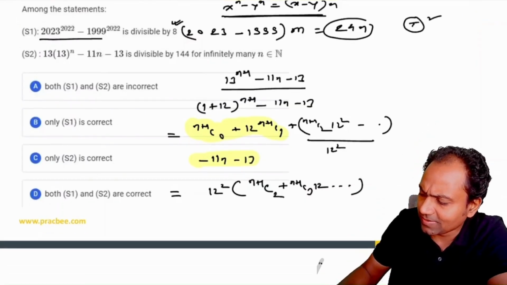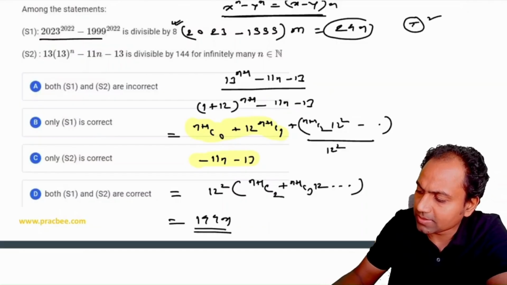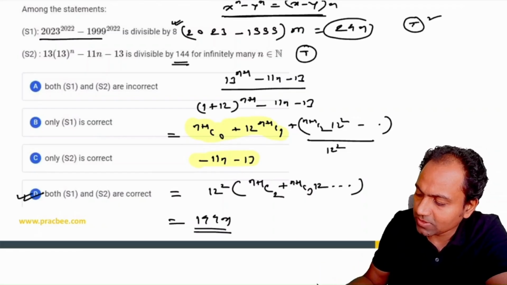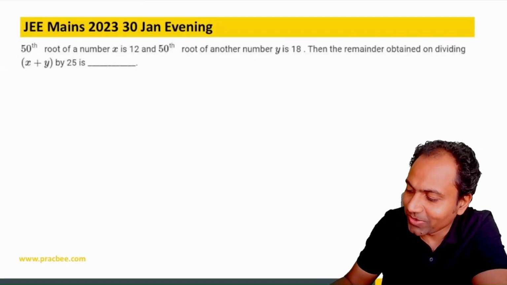Now this is an NCERT level question, so this becomes 144 times m. So you can see that it is a multiple of 144. So this statement is also true. Hence both statements S1 and S2 are correct. Option D becomes correct.